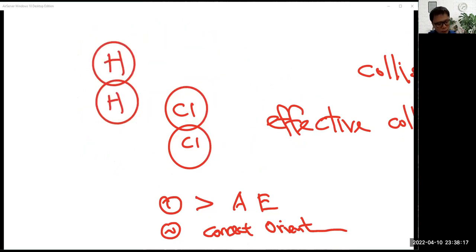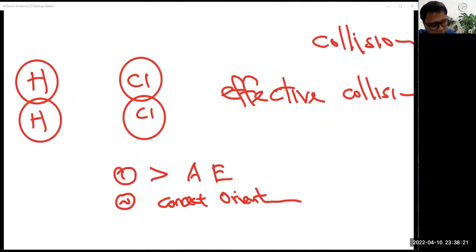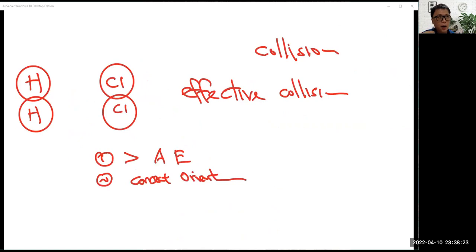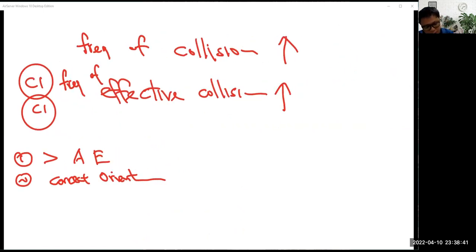So you see, in order to have an effective collision, first you must have more than the activation energy. Second, you must collide at the correct orientation. This is why later, when we talk about collision theory, you always have to mention that the frequency of collision increases, then the frequency of effective collision increases. It's like if you collide 100 times, maybe only one is a successful collision.